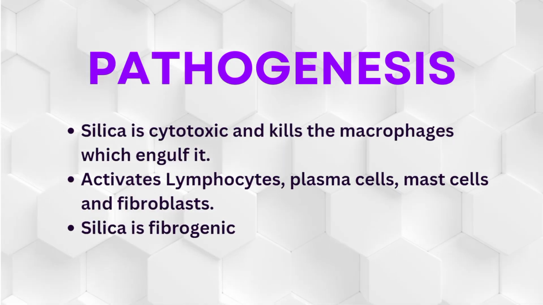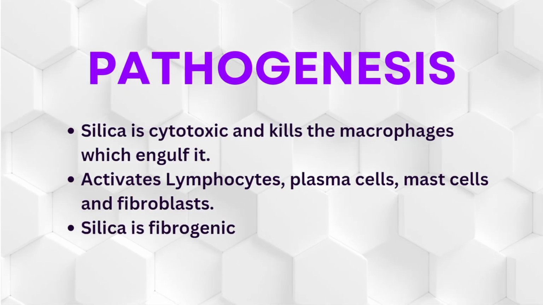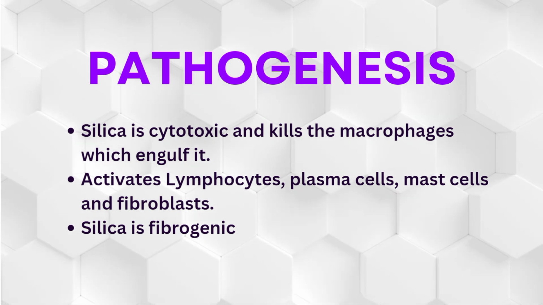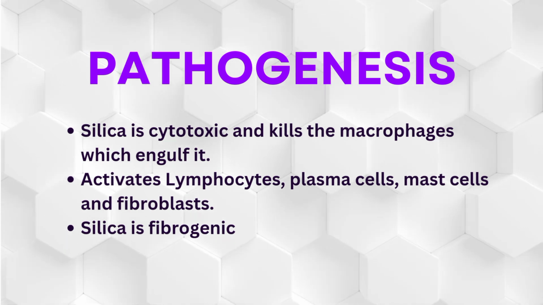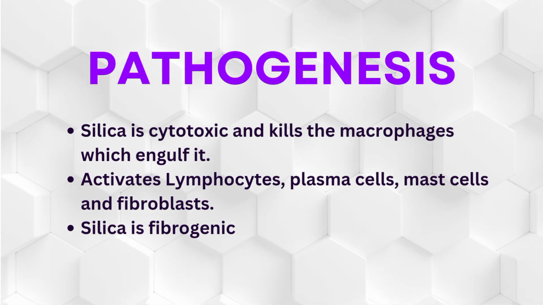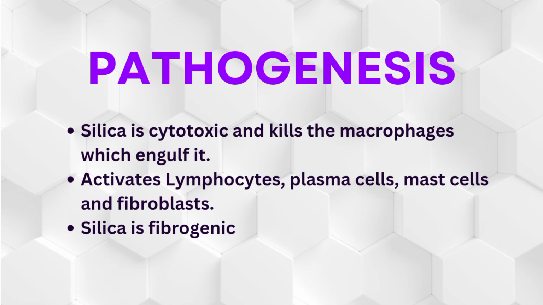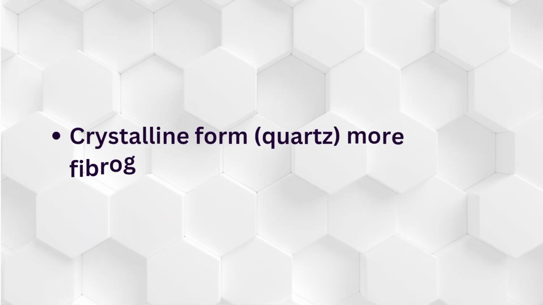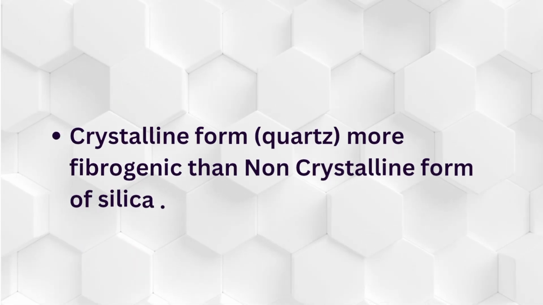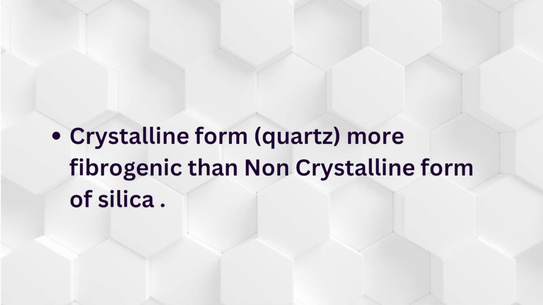Pathogenesis. Silica is cytotoxic and kills the macrophages which engulf it. It activates immune cells: B and T lymphocytes, plasma cells, mast cells and fibroblasts. Silica is fibrogenic. The crystalline form, quartz, is more fibrogenic than the non-crystalline form of silica.